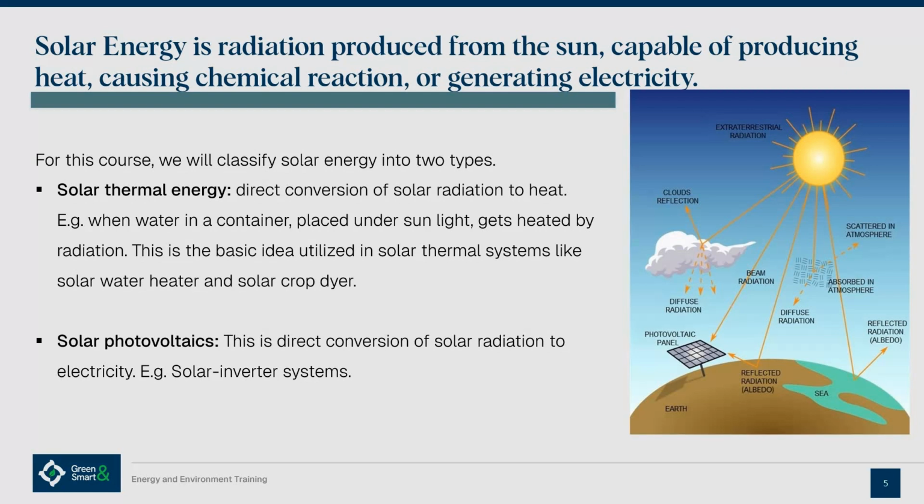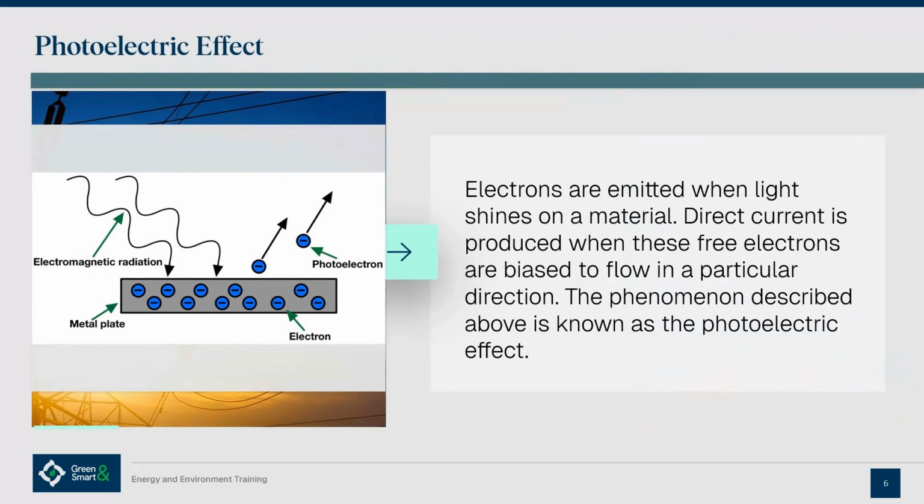The second and most important form for us is solar photovoltaic energy, often shortened to solar PV. This is the direct conversion of sunlight into electricity. The technology behind this is what powers solar streetlights, solar boreholes, and home solar systems. But how does this actually happen? It's thanks to something called the photoelectric effect. When light shines on certain materials, it excites their electrons. These electrons begin to move, and when we control that movement, we produce electricity.